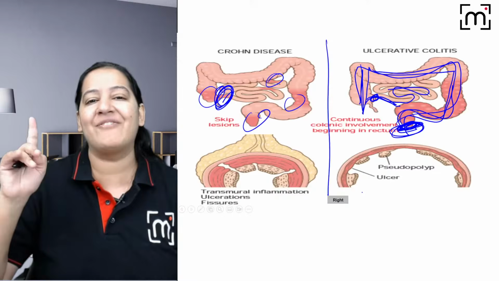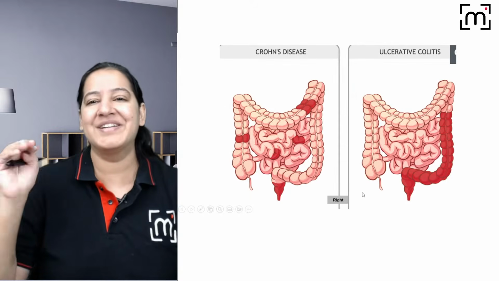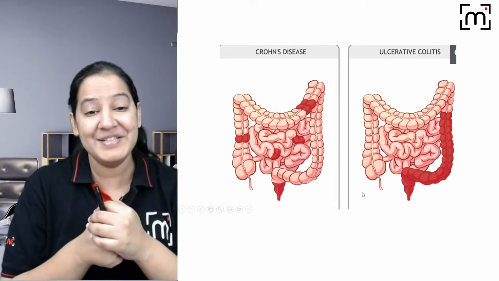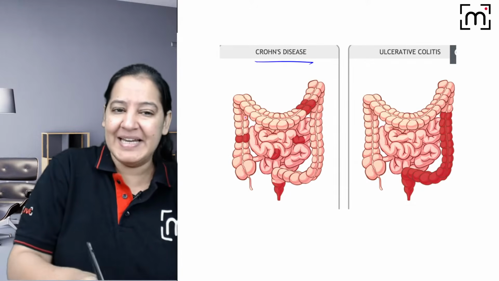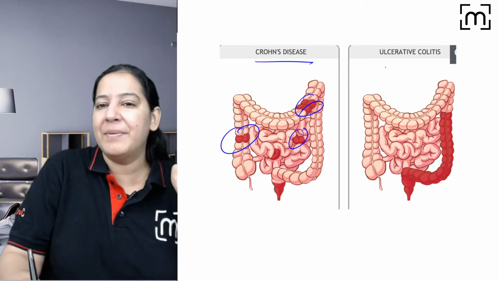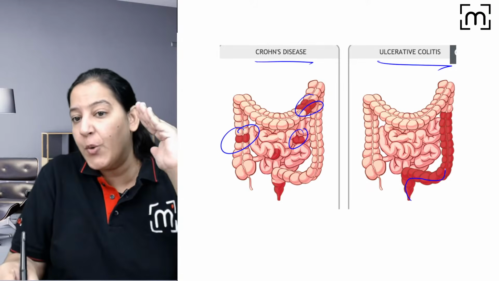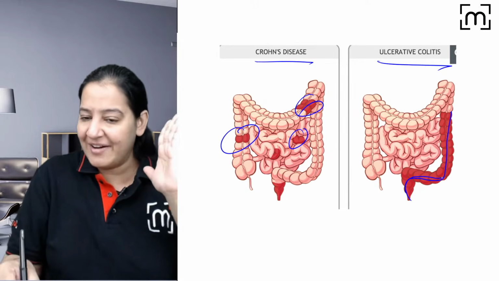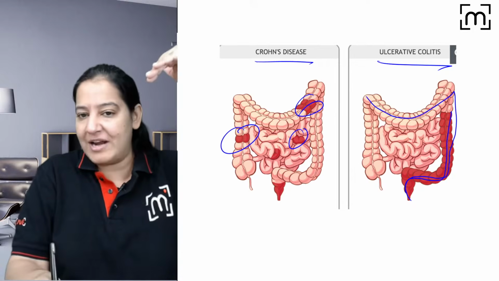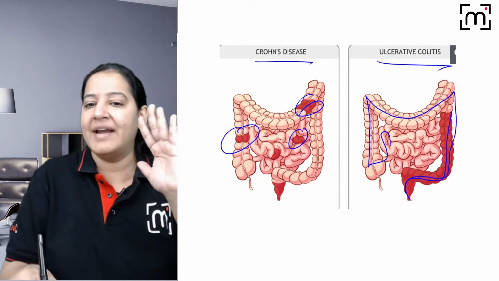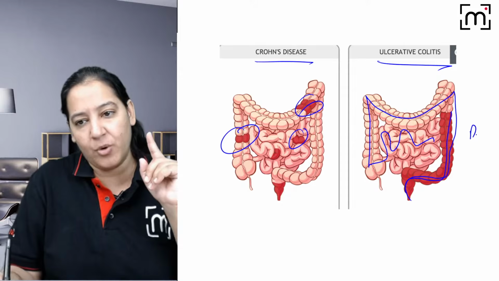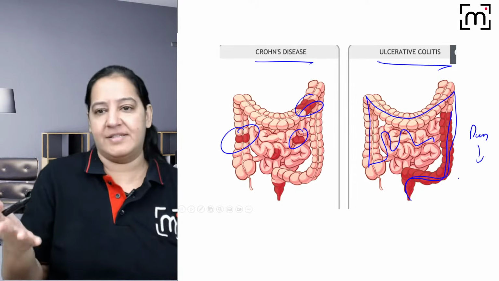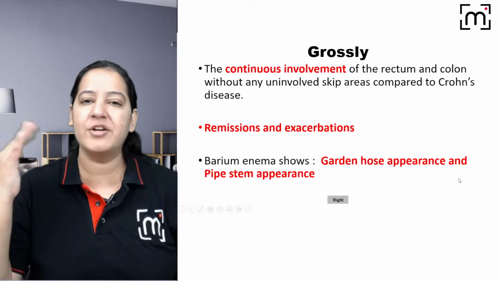No skip areas, everything is continuous. Give me a thumbs up, right? Can you compare? Yes, you can. Compare CD, it's skip areas. Compare UC, it's continuous, right? So initially rectum, then descending colon, then transverse colon, then ascending colon, and then ileum. So it is known as pancolitis followed by backwash ileitis. I guess everyone got it. If everyone got it, give me a thumbs up.